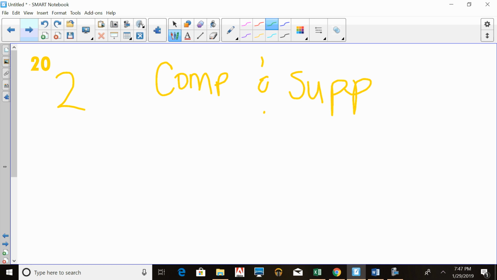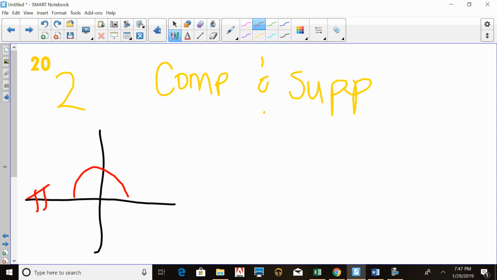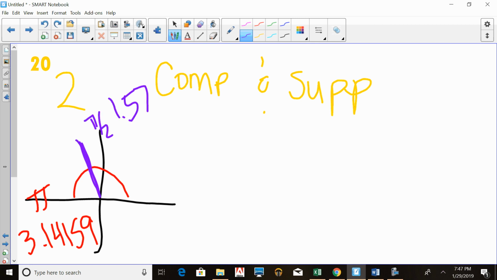Okay, moving on to number 20. Complement and supplement of a 2 radian angle. Well, let's see again here. From there to there is pi, or 3.14159. Well, this is pi over 2, which is 1.57, so 2 is somewhere in here.